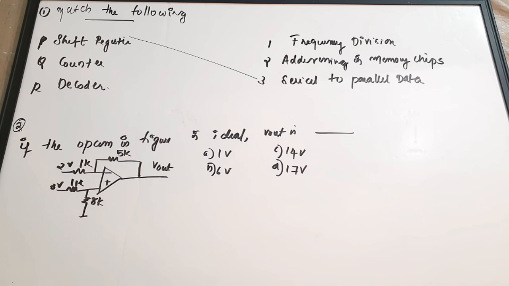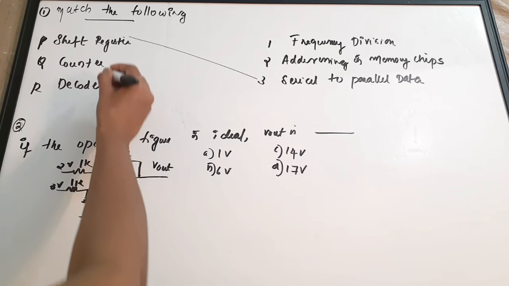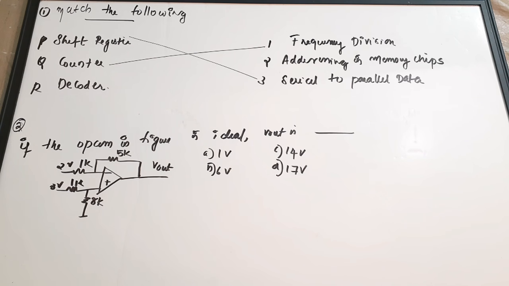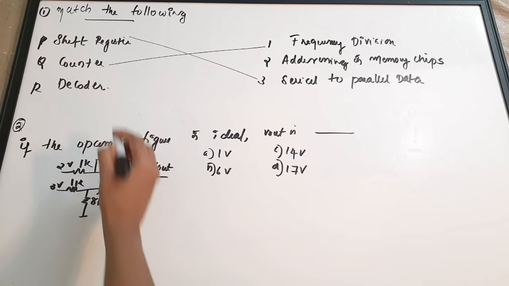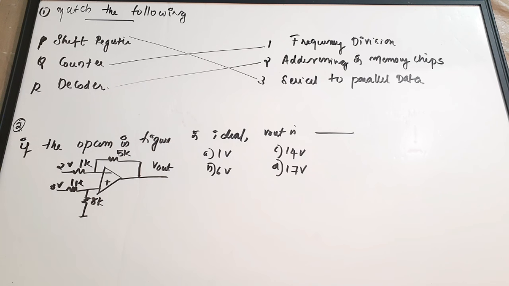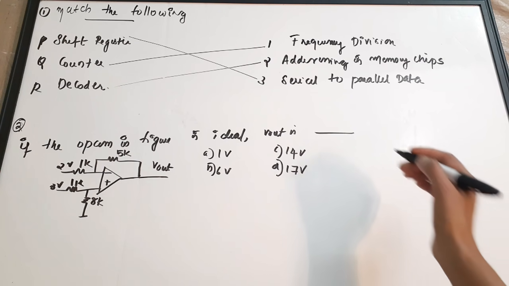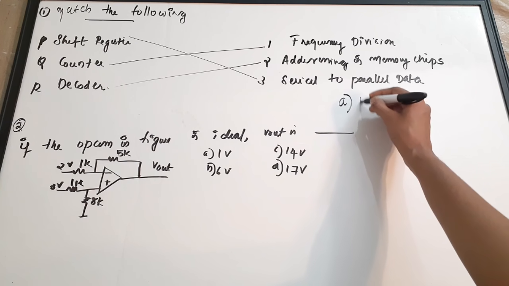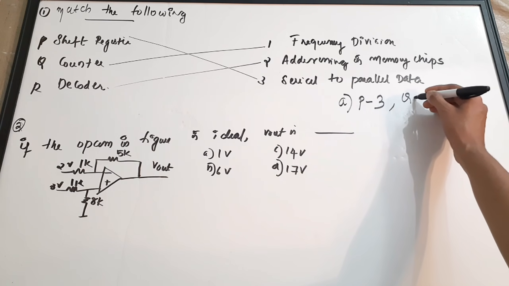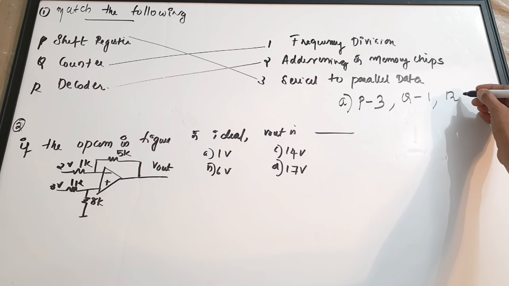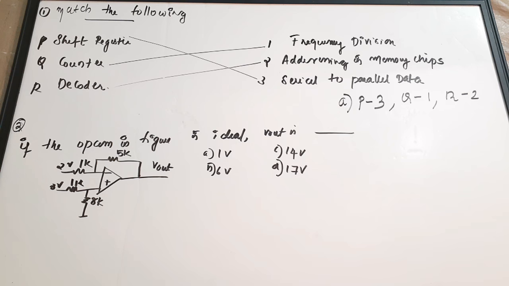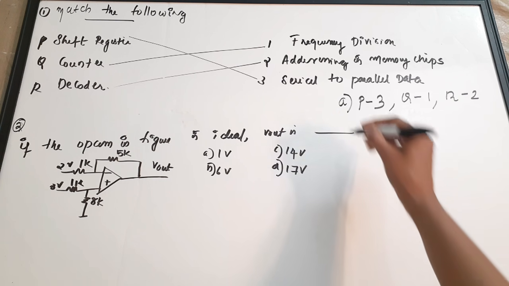Now moving on to the next two options, Q is counter. Counters we generally use for dividing the clock frequency of the crystal oscillator, so you can match counter with frequency division. And the last one is decoder. Yes, we use decoders for decoding the address in the memory chips of microcontrollers or any memory chips. I have not included the options, but the correct answer is option A, which is P matched with 3, Q matched with 1 and R matched with 2. So the correct answer is option A.